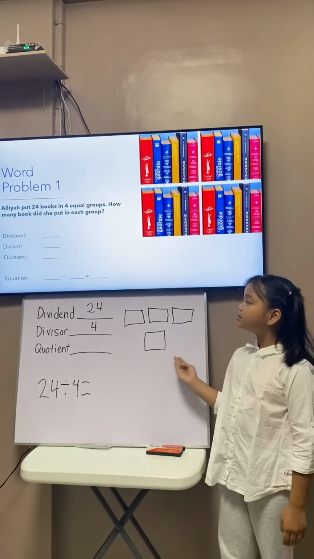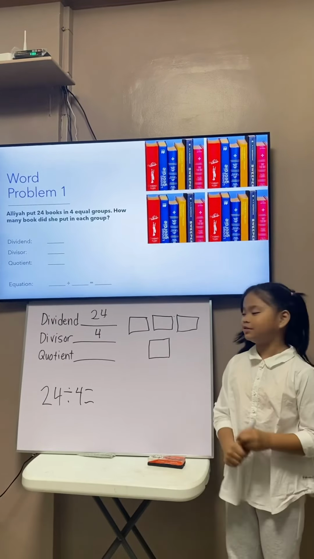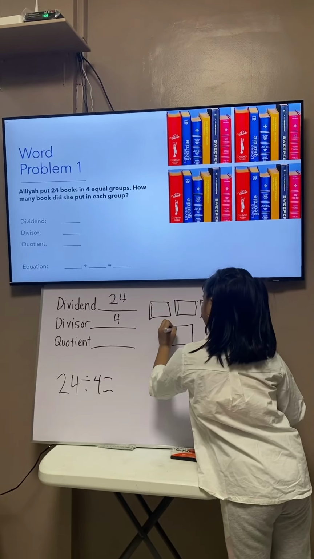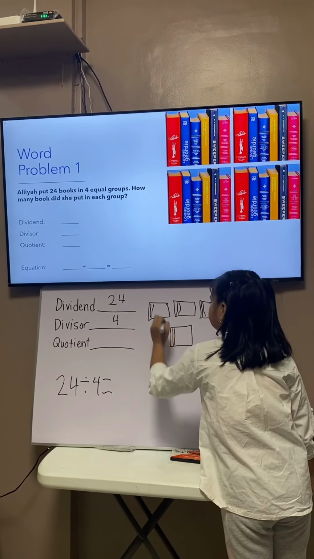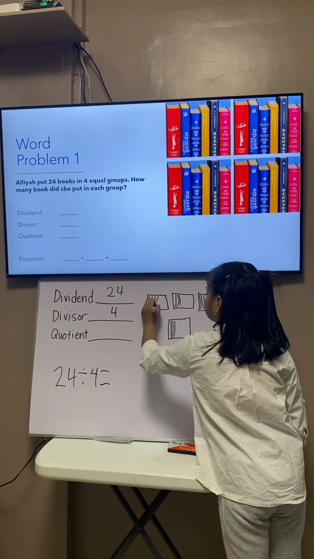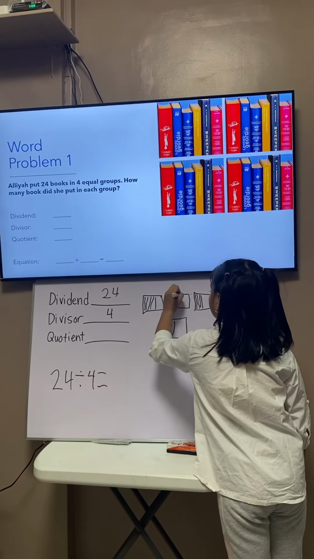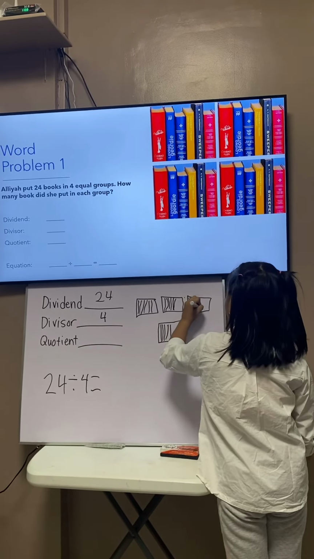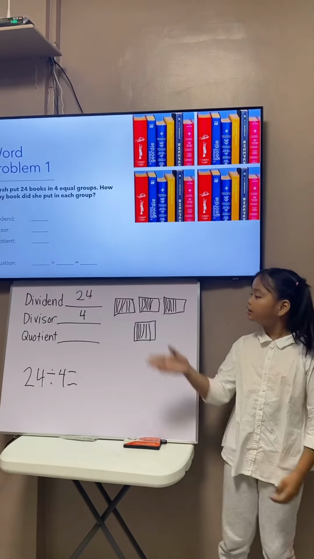1, 2, 3, 4. These 4 boxes represent groups. Let's put the books in 4 equal groups. 1, 2, 3, 4, 5, 6, 7, 8, 9, 10, 11, 12, 13, 14, 15, 16, 17, 18, 19, 20, 21, 22, 23, 24. Now let's count how many books are in these groups.